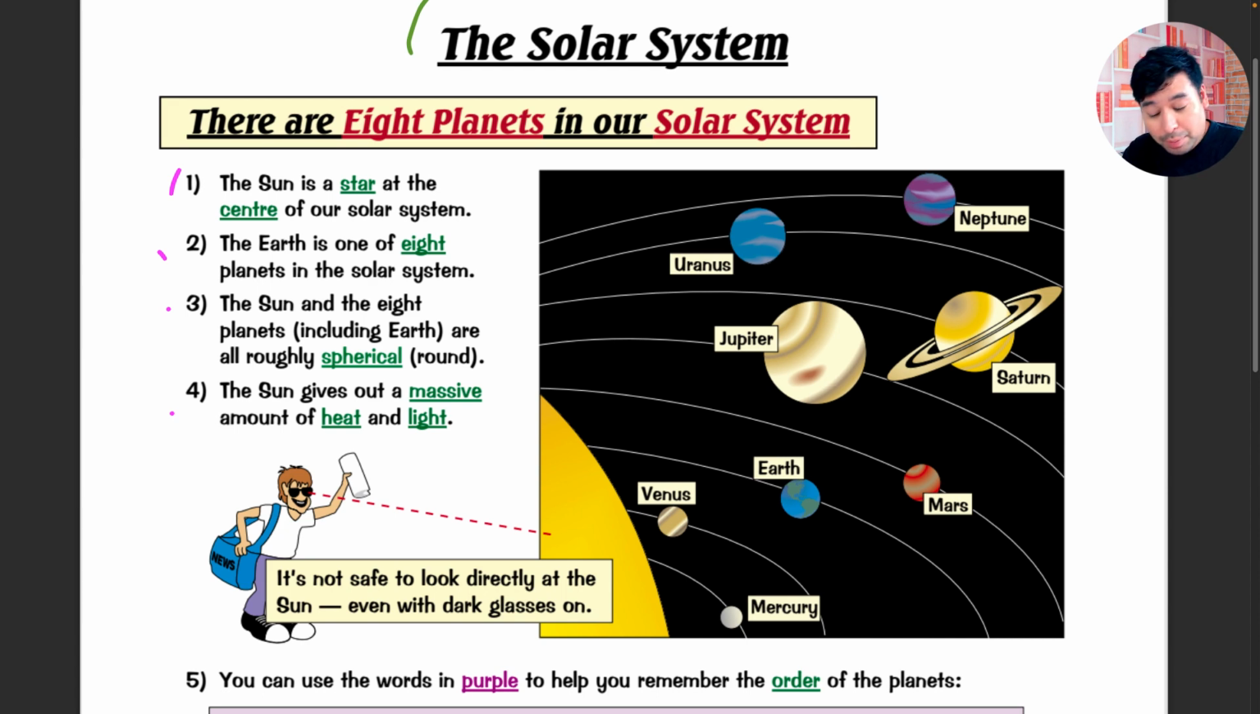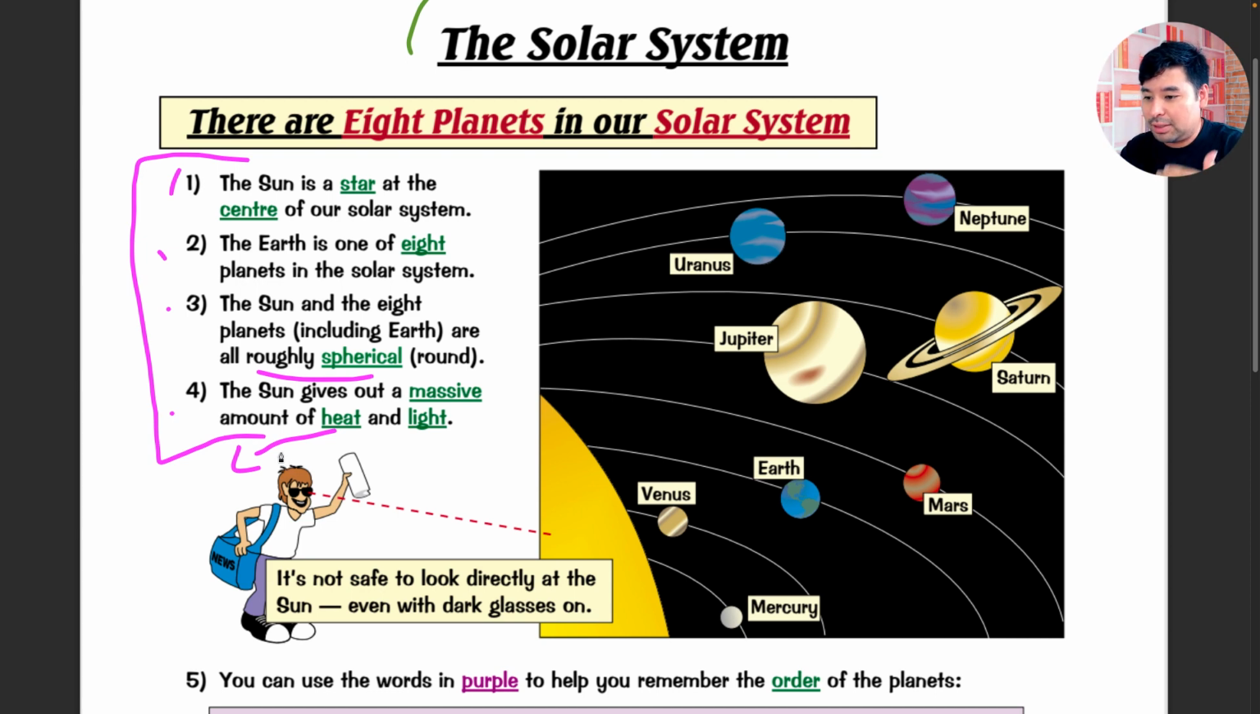And number four, the sun gives out a massive amount of heat and light. Wow. Okay, so I think here we have some words that are worth studying. Roughly spherical and heat. We have already seen this word, right? But do you understand the meaning here in this part? Okay, so one homework for you is to translate all this part to Portuguese. This is a homework.